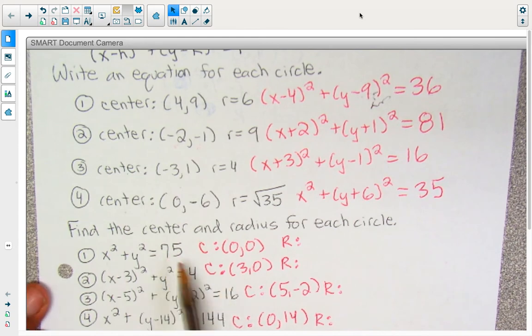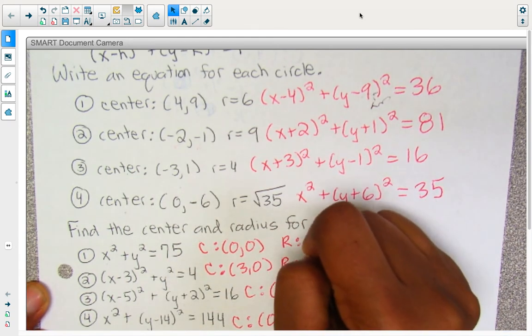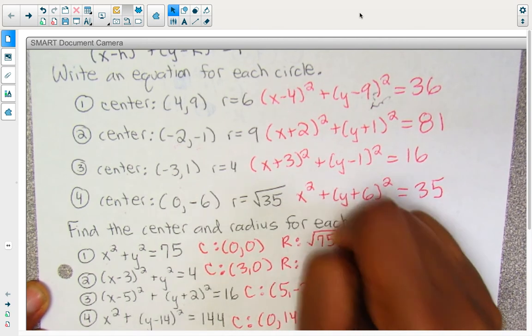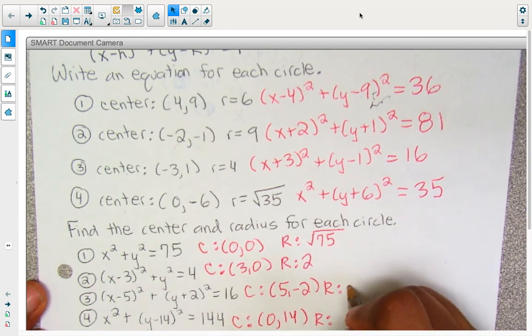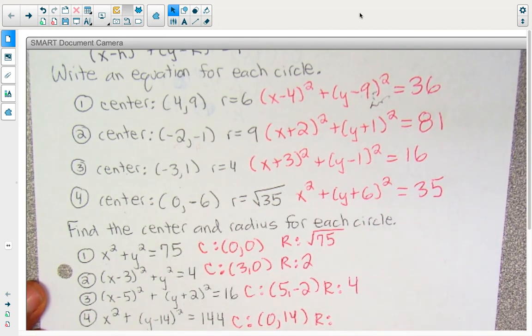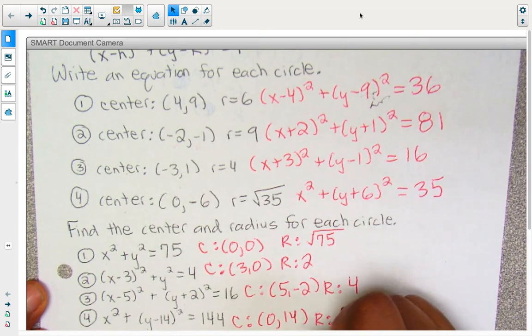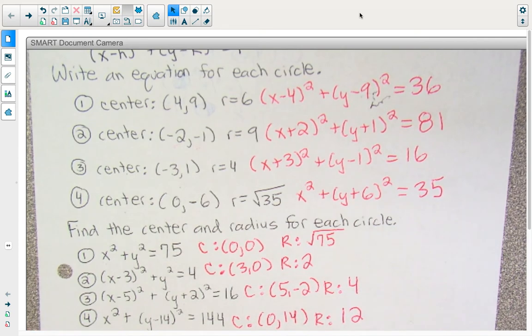The square root of 75 does not work out evenly, so I'm just going to say the square root of 75. The square root of 4 is a perfect square number, that's 2. The square root of 16 works out, that's 4. And the square root of 144 is 12. So just like that, we've been able to go through, and either I gave you the center and you found the radius, or I gave you the formula and you went through and gave me the center and the radius back.